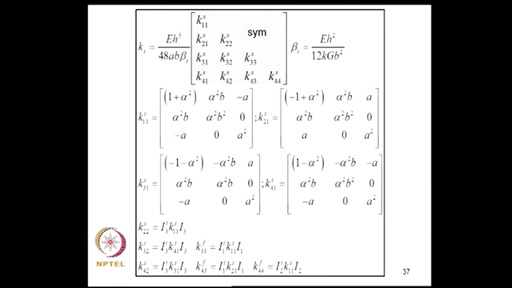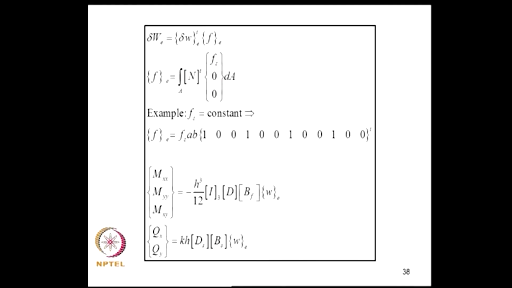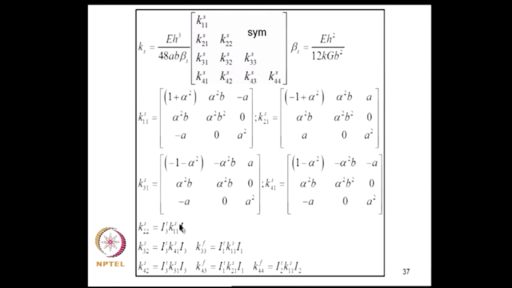So, similarly we can carry out the exercise for the shear part. We get again Ks as this matrix, and this again has these components as named here, and this is a symmetric matrix. So, the components of these first matrices in the first column are given here, and the remaining elements are computed using these operations where I1, I2, I3 have been defined earlier.